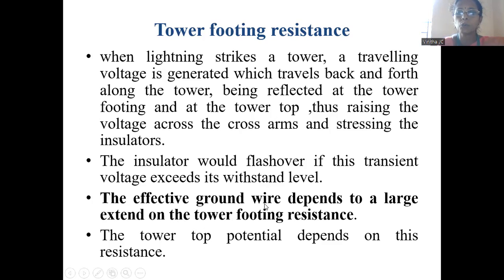So the effectiveness of the ground wire depends to a large extent on the tower footing resistance. You know about ground wires: they are provided at the top of the transmission tower. The purpose of providing the ground wire is again to protect the transmission line. If we provide the ground wire, it will discharge all the charges to the ground. So the tower top potential depends upon its resistance.